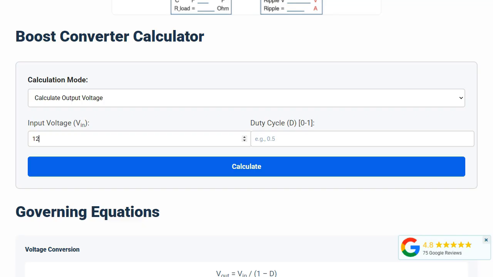Enter your output current requirement in amps and specify your acceptable inductor current ripple percentage. The calculator will then determine your required duty cycle, minimum inductance value, peak inductor current, and help you select appropriate components, including the MOSFET voltage and current ratings, diode specifications, and output capacitor requirements.